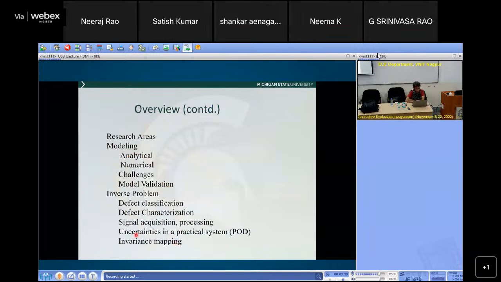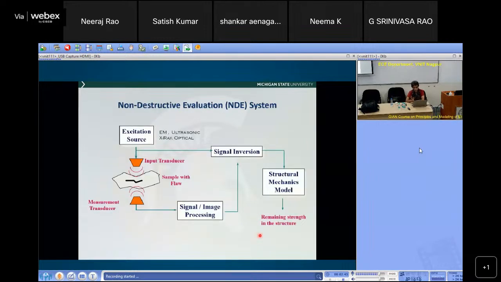And in the inverse problem, you have issues like defect classification, characterization, and you've got to do a lot of signal processing in these. You've got to take into account what the uncertainties are in a practical system, and so on. So let me put this in the context of the generic NDE system.